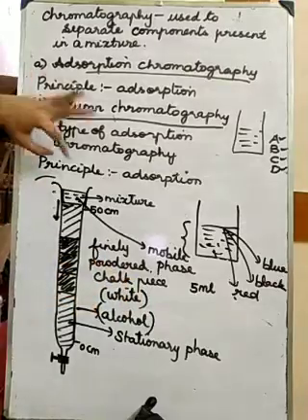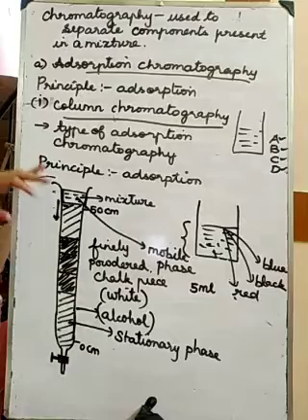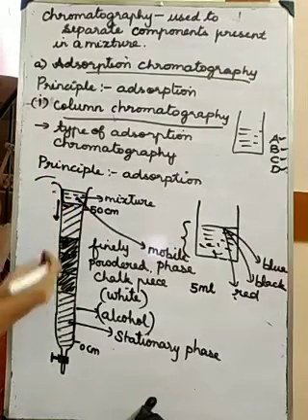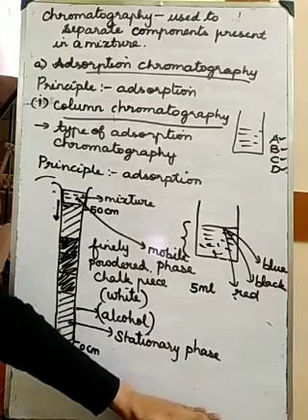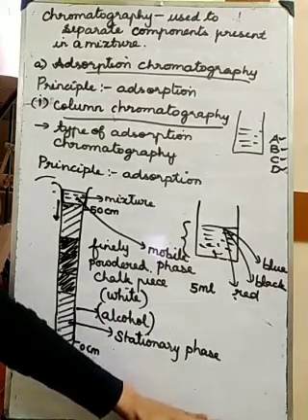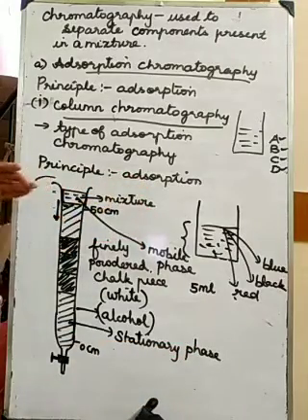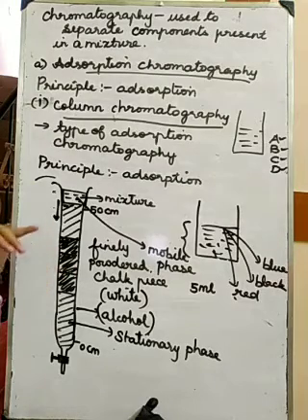We have to pour the mobile phase onto the stationary phase. When you pour, what will happen? Slowly the different components will get separated on the stationary phase. Why are they getting separated? Because of adsorption. The different colors are getting adsorbed at different levels.